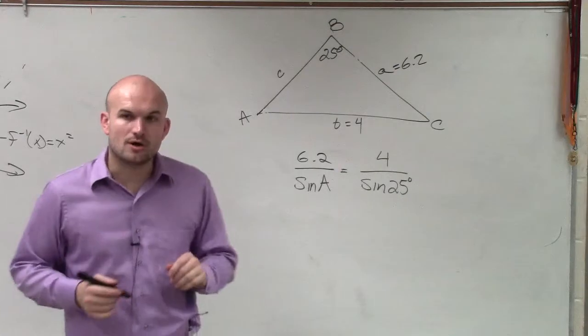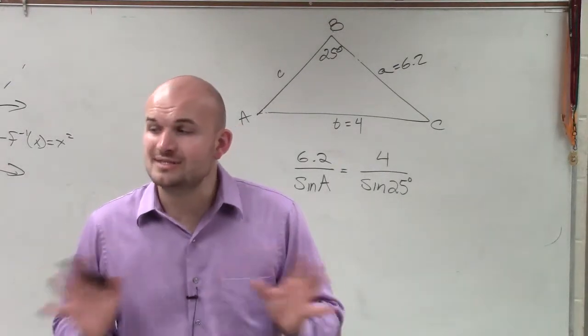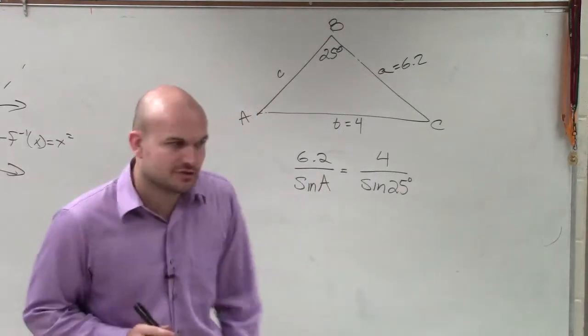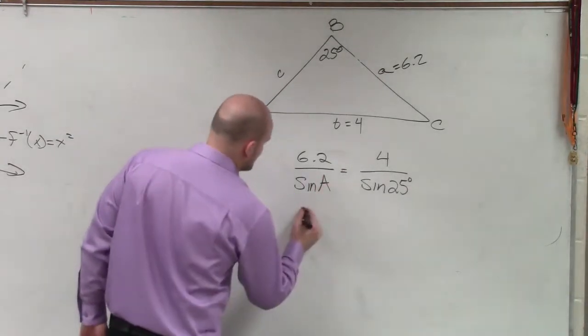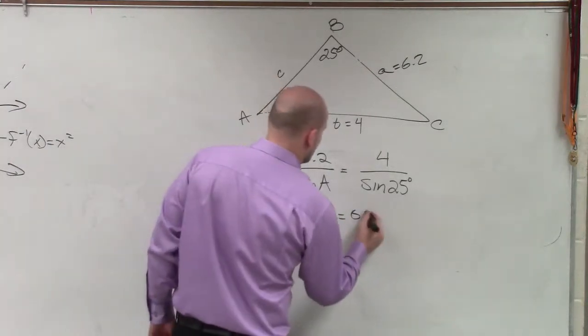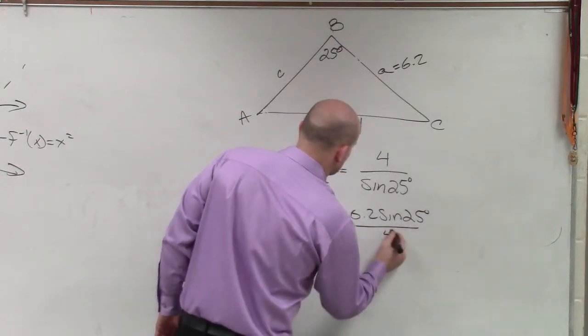OK? So every single time you have this with one single acute angle, you have to check for your 2 cases. So I go ahead and solve for this. I have sine of A equals 6.2 times the sine of 25 degrees all over 4.